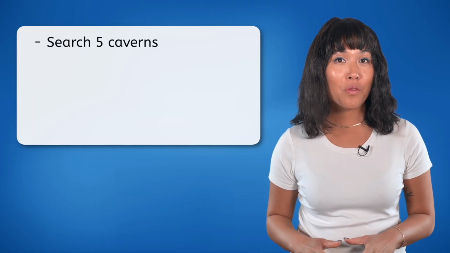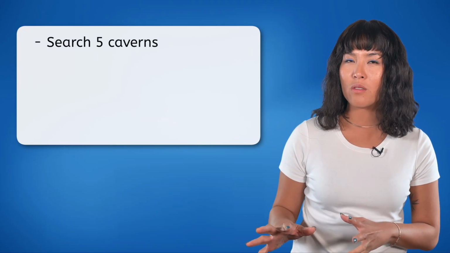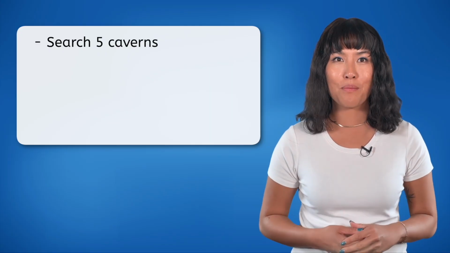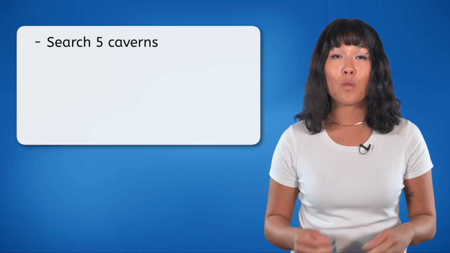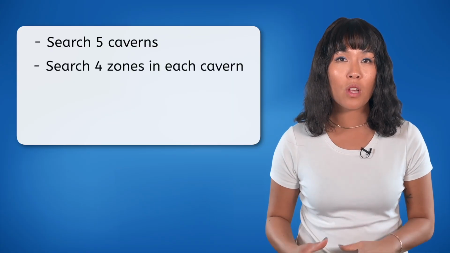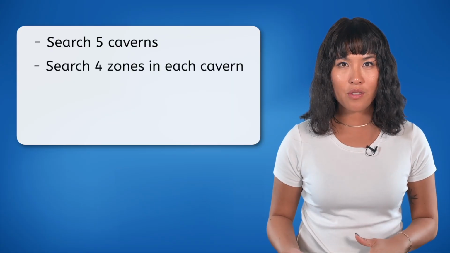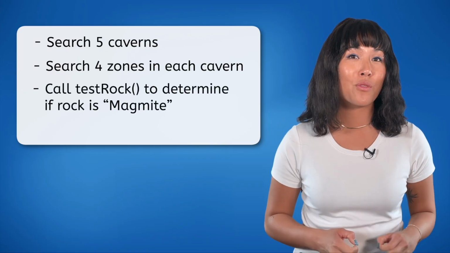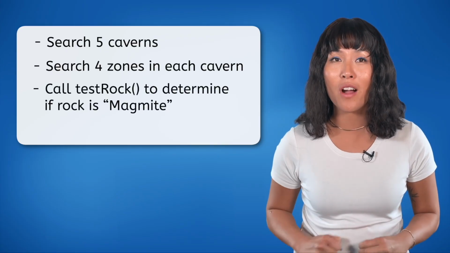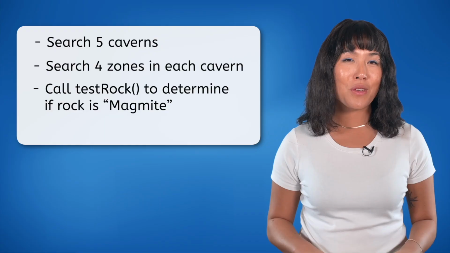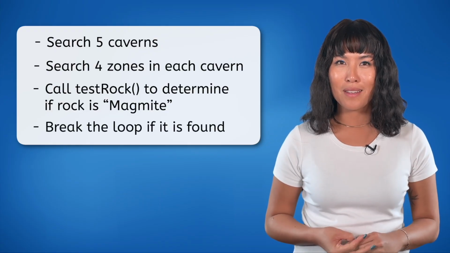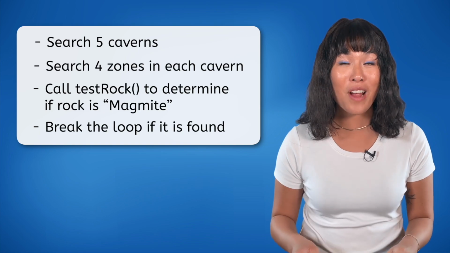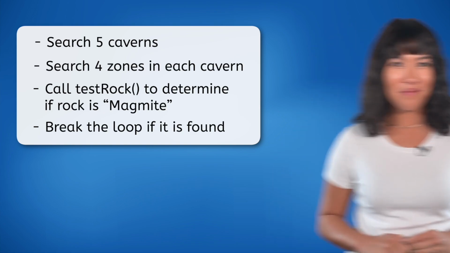Now you can try one. A rover is exploring the surface of Mars looking for a specific rock sample called magmite. It needs to search 5 caverns, and within each cavern there are 4 zones to search. During your search, you can use the method called test rock to determine the current rock's value and compare that value to magmite. If it is found, break the loop. Pause the video here and give it a try in your guided notes now.